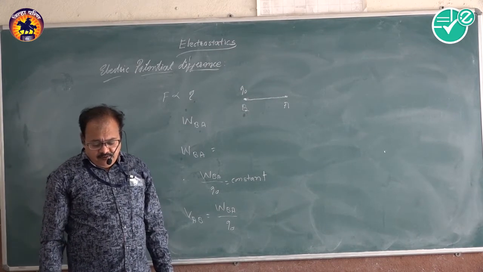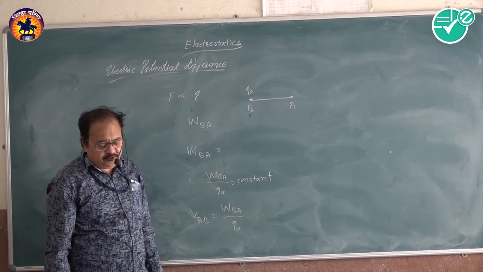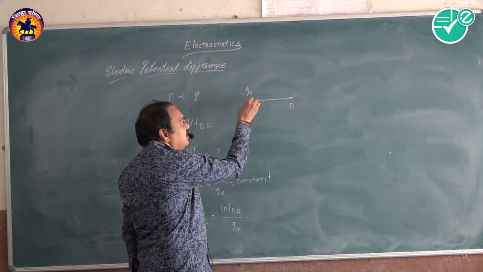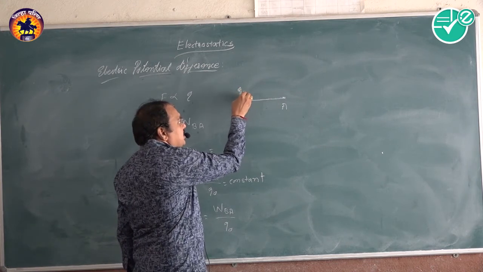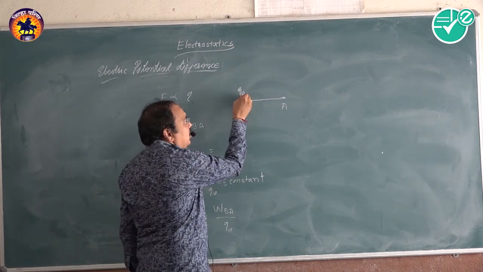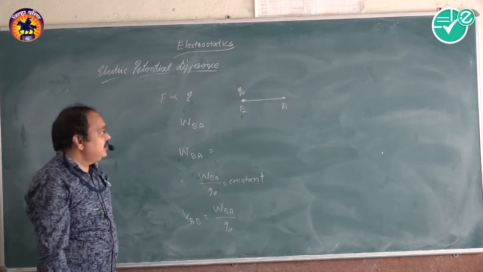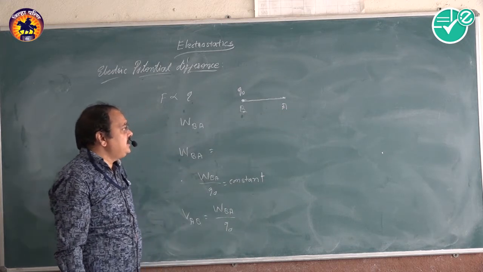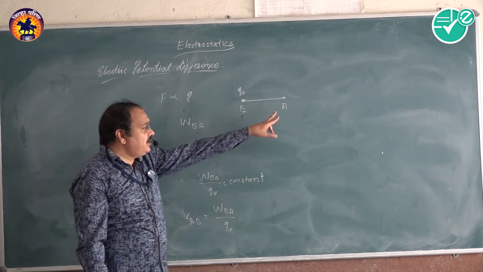Let V_B be the electric potential at point B and V_A the electric potential at point A. Suppose at point B we have taken a point charge or test charge Q naught, and we allow that test charge Q naught to move from point B to point A. At that moment, the energy stored at point A is greater than the energy stored at point B. So there is an energy difference.